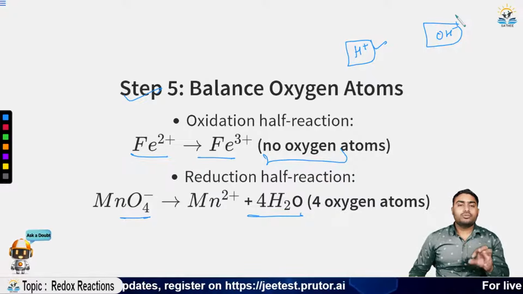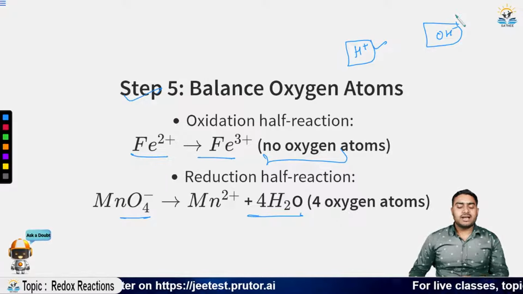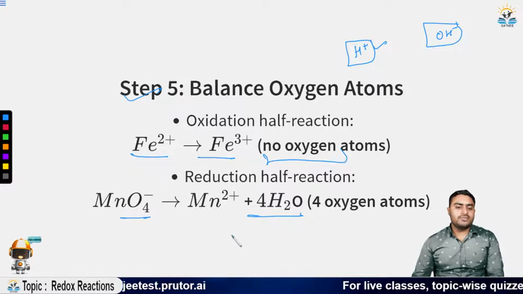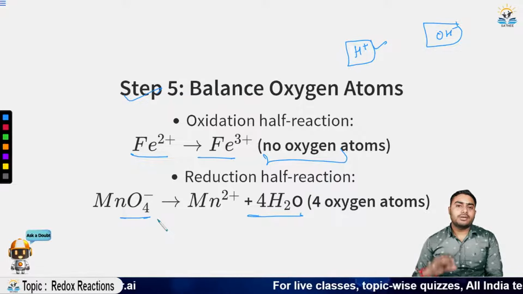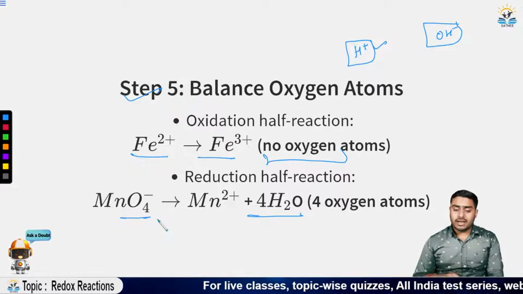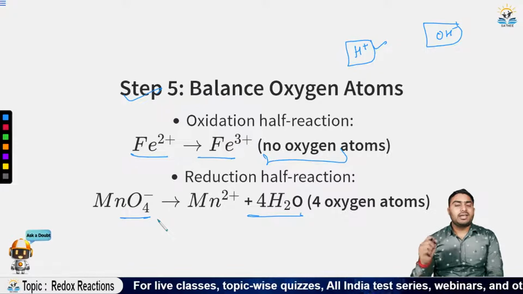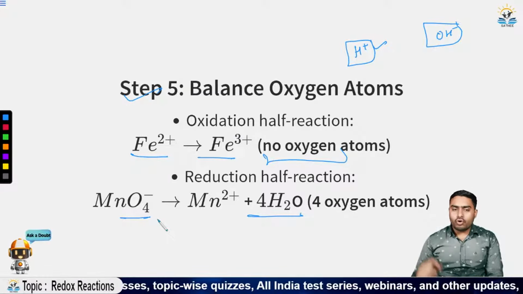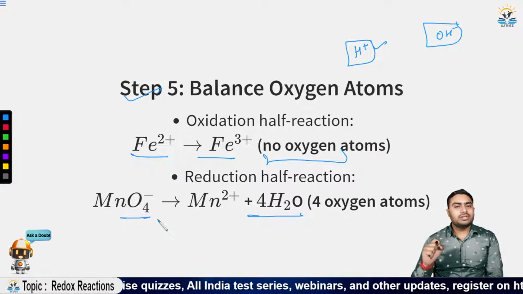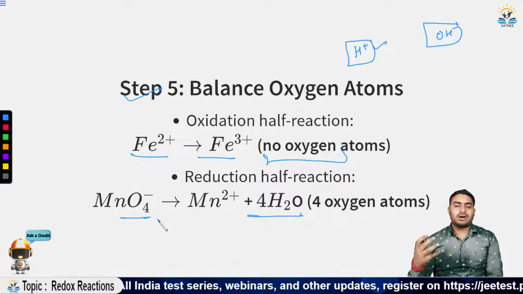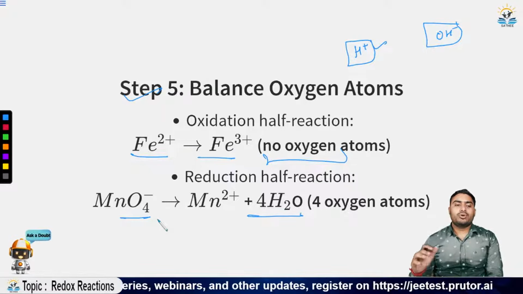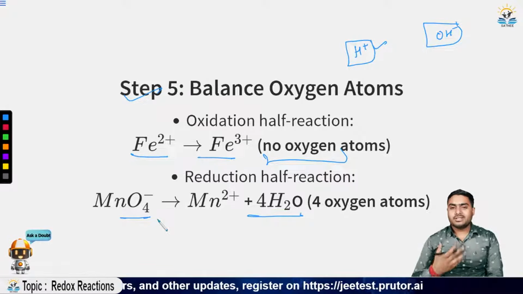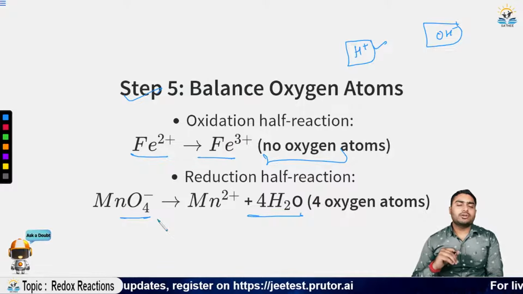That means you have to put 4 H2O on the right hand side, in the product side. Okay, now you can see 4 oxygen atoms on both sides, so the oxygen atoms are balanced. But if you are adding 4 H2O, what happens now? Hydrogen atoms are added here, and no hydrogen atoms are present on the left hand side.